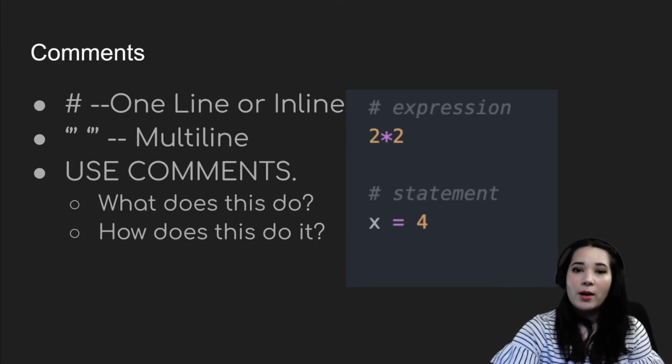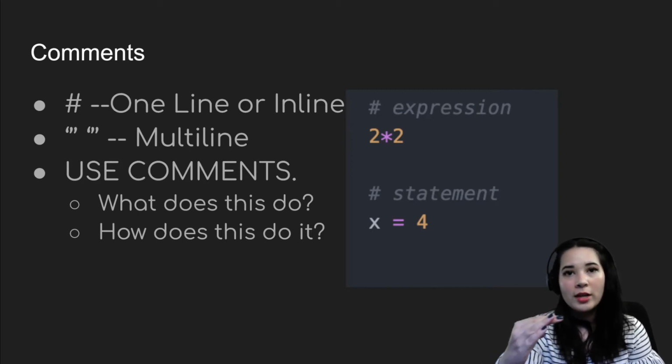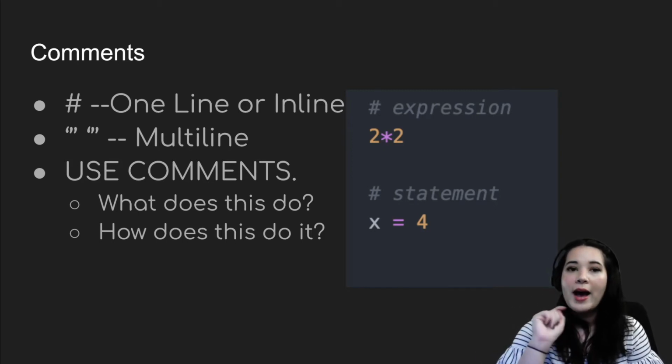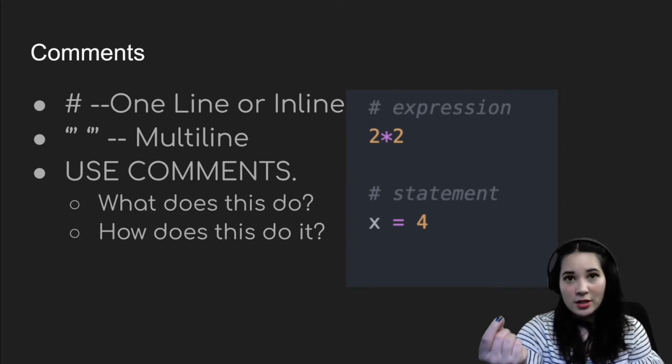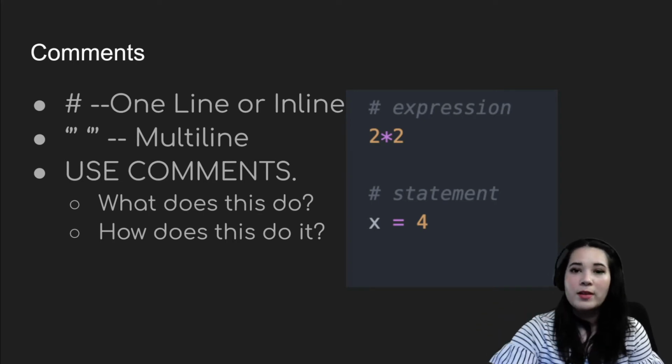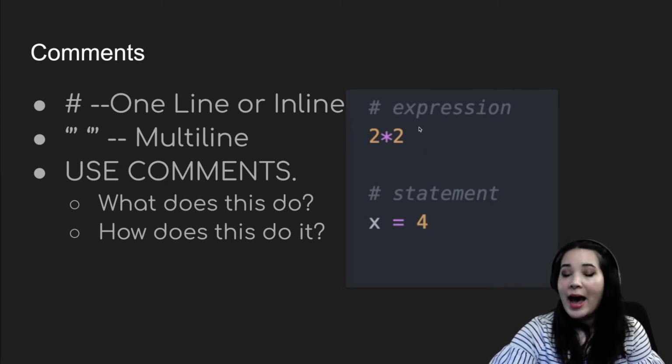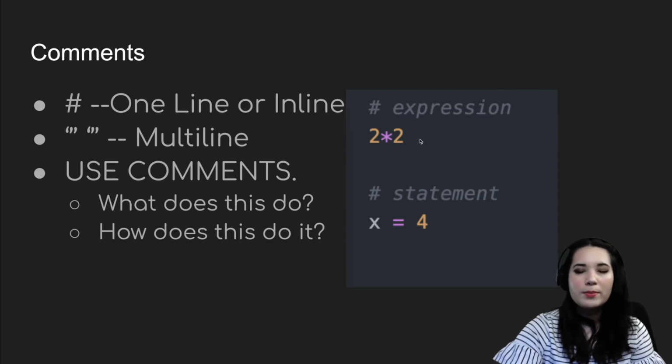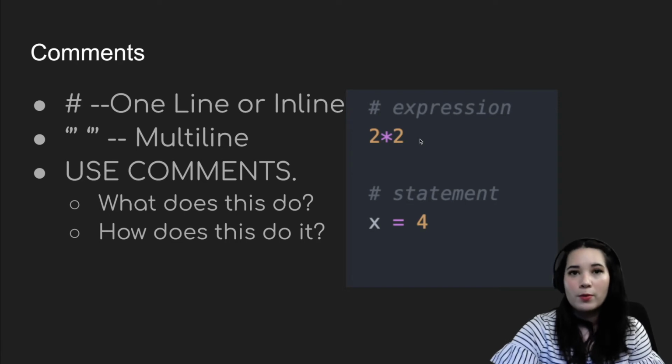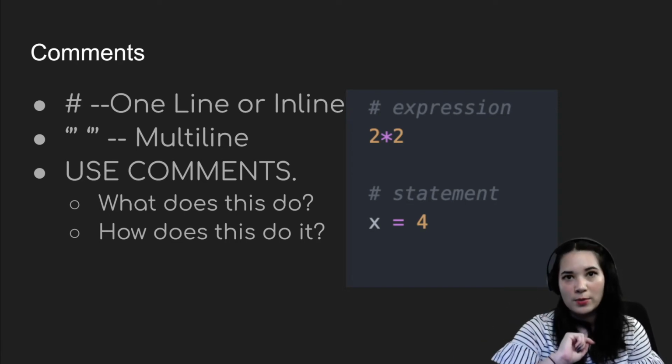Now, you can have comments that are either on their own line like these are, or you can have inline comments. Inline comments happen after a line of code, but on the same line. For instance, I could have put this comment expression after the 2 times 2 if I wanted to have an inline comment. It's really up to you which you want to use, but both of them are available to you, and I highly recommend you comment as much as possible.